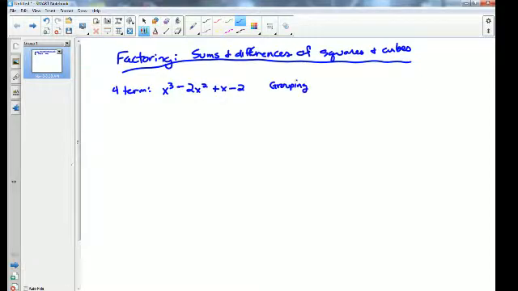Okay. Always remember, first of all, for every method, check your greatest common factor. That's your number one on every polynomial you see. Okay. So 4-term polynomials we can group.